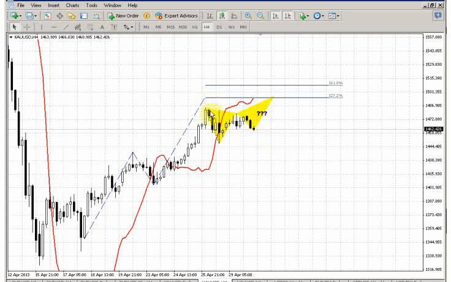That's why it's possible that here we could get some kind of the ABCD, some kind of the butterfly pattern, or any other pattern that could lead to some small splash up, grabbing the stops above these highs, and that simultaneously will give us the reversal pattern.